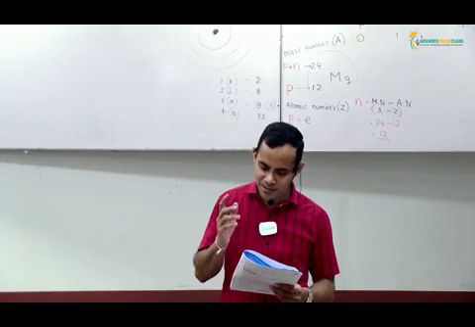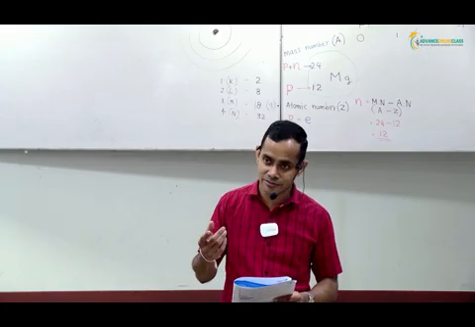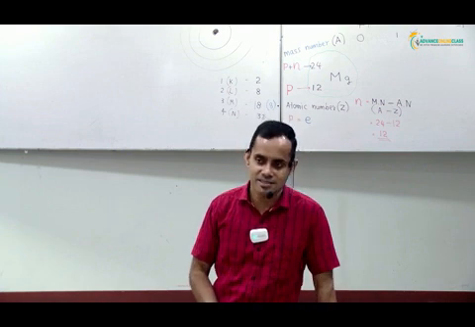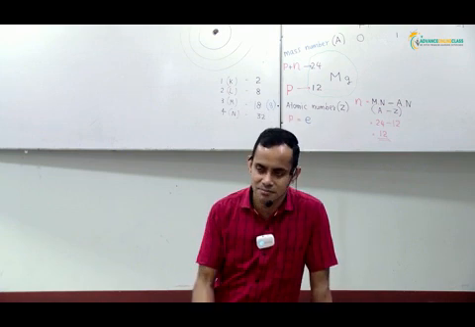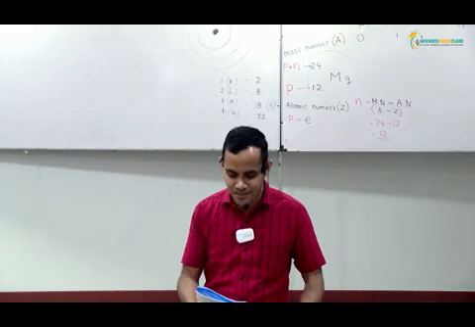Then mass number. Blank present in the nucleus of an atom. What is it? Don't write. It is a summation of protons and neutrons. But we don't have to write summation. We can write sum. Not S-O-M-E sum. Which sum? S-U-M sum. Okay, right?